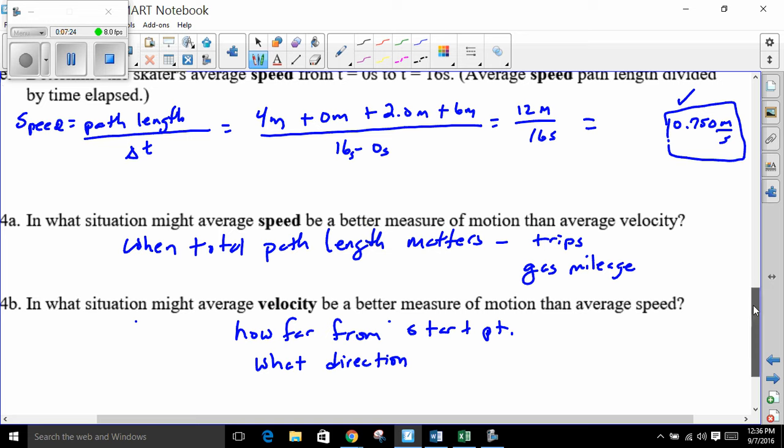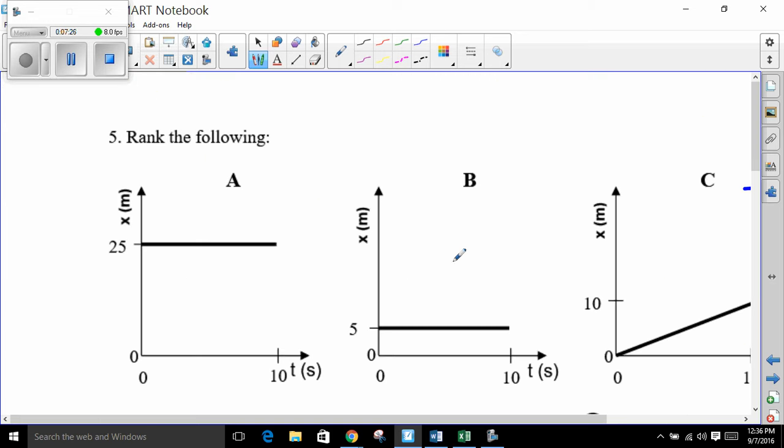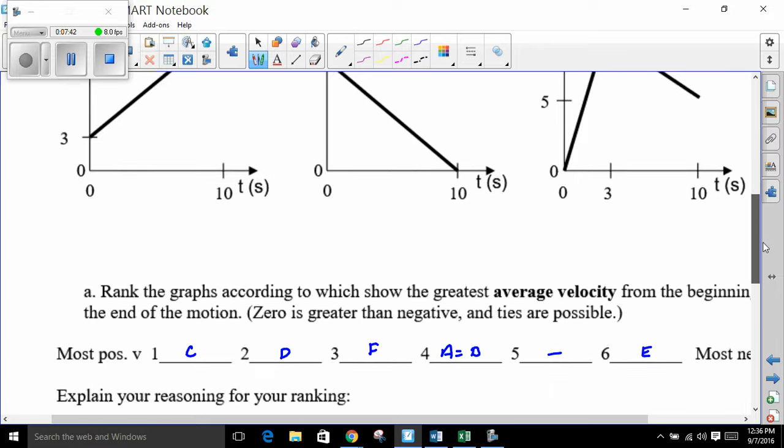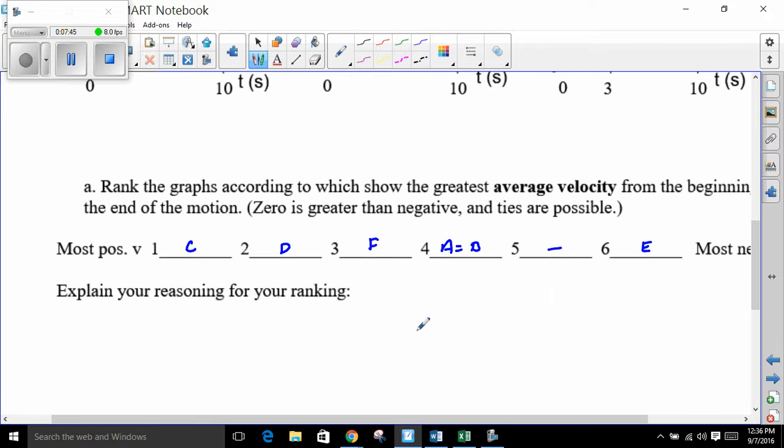Next page, we're ranking the following from the greatest average velocity from the beginning to the end of motion. And I've already ranked those here for you. So we would have C, then D, then F, then A equal to B, and E is the most negative. We didn't have anything for the 5th position unless you moved E there, and you didn't have anything for the 6th position. I considered, as I did this, the displacement divided by time.